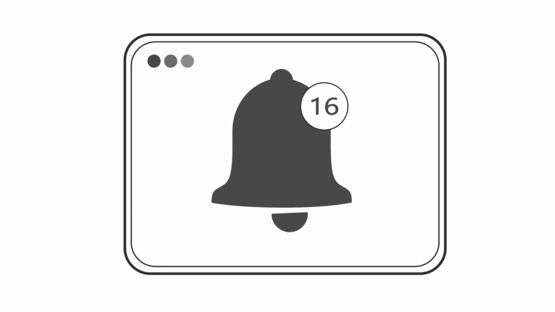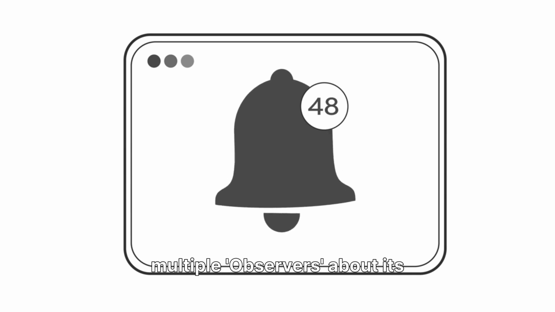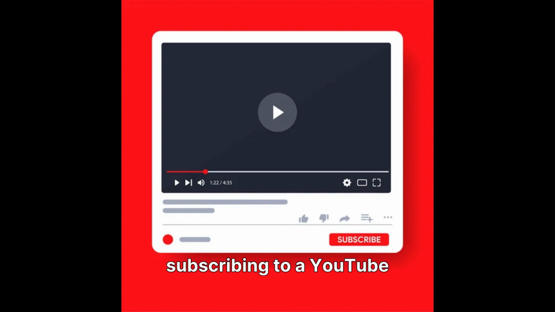At its core, the observer pattern establishes a one-to-many relationship. This means a single subject object can notify multiple observers about its state changes. It's a powerful way to decouple components in your game. Think of it like subscribing to a YouTube channel. The channel is the subject, and you, the subscriber, are an observer. This analogy perfectly illustrates the core concept of how one entity broadcasts information to many interested parties.